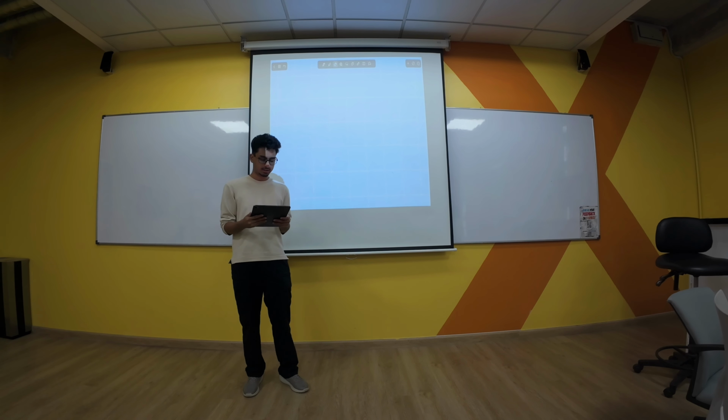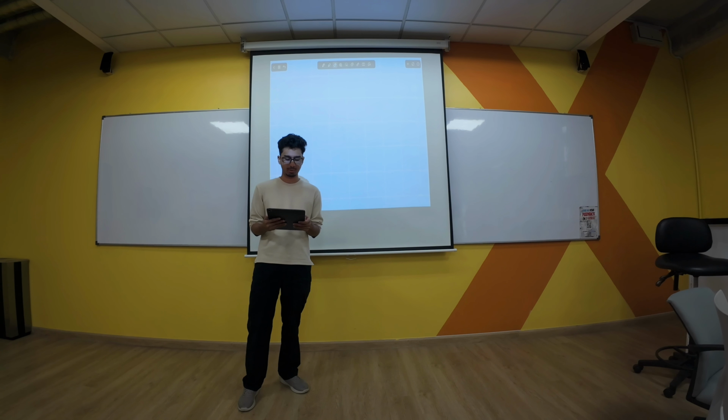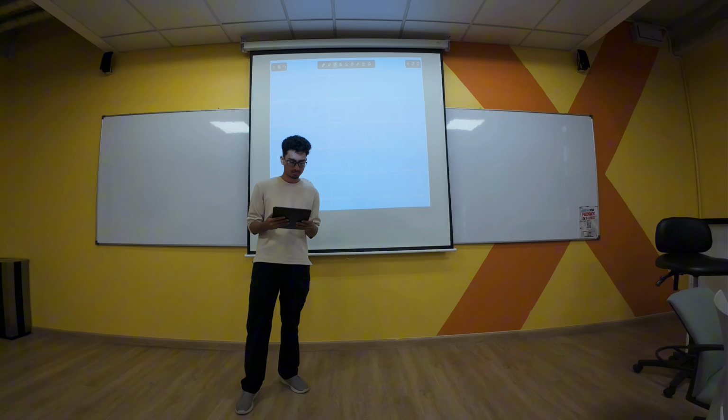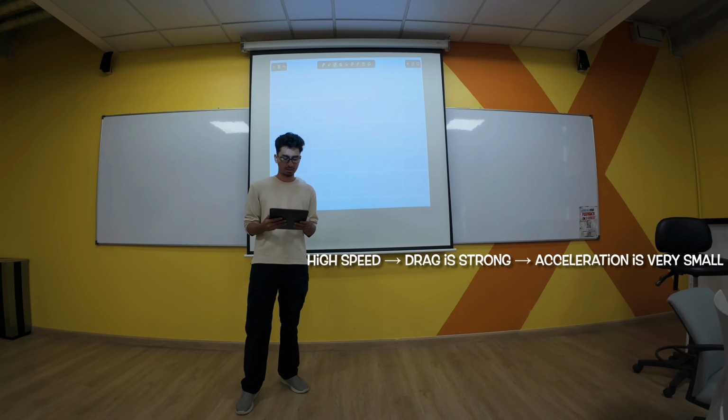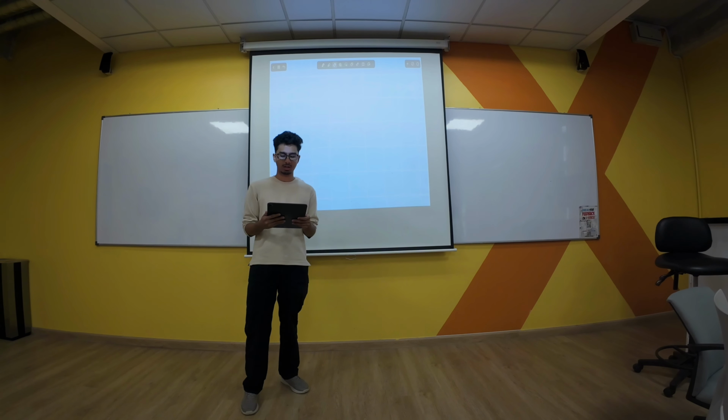It demonstrates that acceleration is not constant. It decreases as speed increases because drag gets stronger. To make it more relatable, think about when you're driving on the highway. Once you reach a speed like 100 km per hour, pressing the accelerator does almost nothing. Although the speed increases very slowly, you can hear the engine becoming louder. So at low speed, drag is small and acceleration is high. At high speed, drag is strong and acceleration is very small. Differentiation also allows us to calculate these changes accurately at every instant.